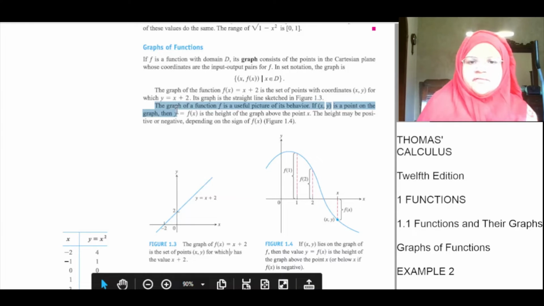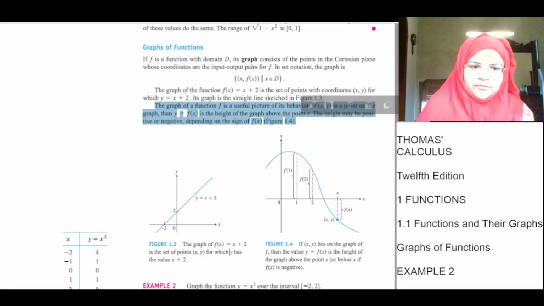The graph of the function f is a useful picture of its behavior. If (x, y) is a point on the graph, then y = f(x) is the height of the graph above the point x. The height may be positive or negative depending on the sign of f(x).